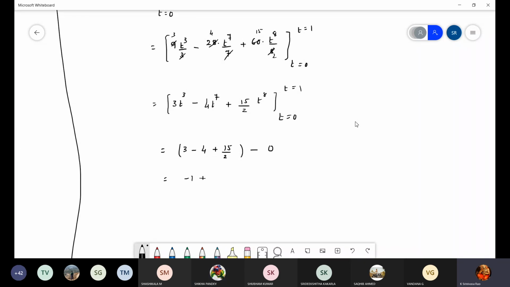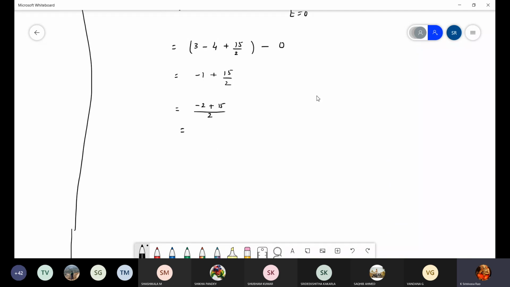Minus 1 plus 15 by 2. If I take the LCM, 2 is the LCM now. You will get minus 1 into 2 is minus 2 plus 15, so the answer is 13 by 2. So finally, therefore, the line integral of f dot dr along C is 13 by 2. Yes, this is the answer.